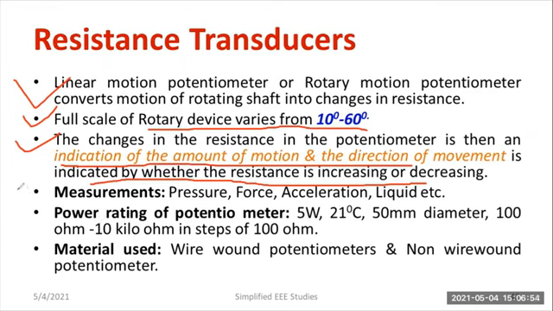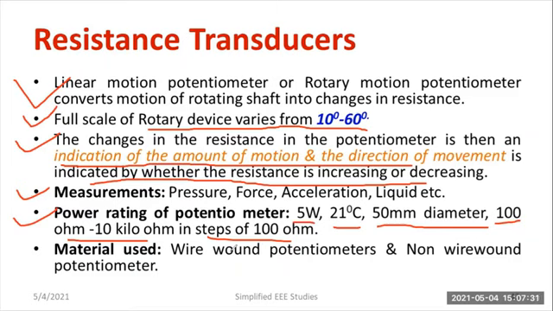What quantities can be measured? Pressure, force, acceleration, linear velocity, angular velocity, those parameters can be measured. You can even measure liquid level also. What are the power ratings of the potentiometer? It is available in a rating of 5 watts, the temperature can be varied up to 21 degrees Celsius, and the diameter will be around 50 millimeter. The value of resistance varies from 10 ohm to 10 kilo ohm in steps of 100 ohm. Suppose it is available like 100 ohm, 200 ohm, likewise.